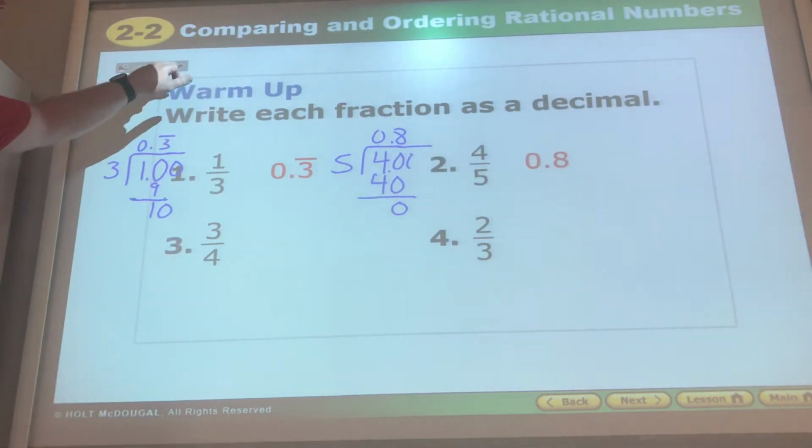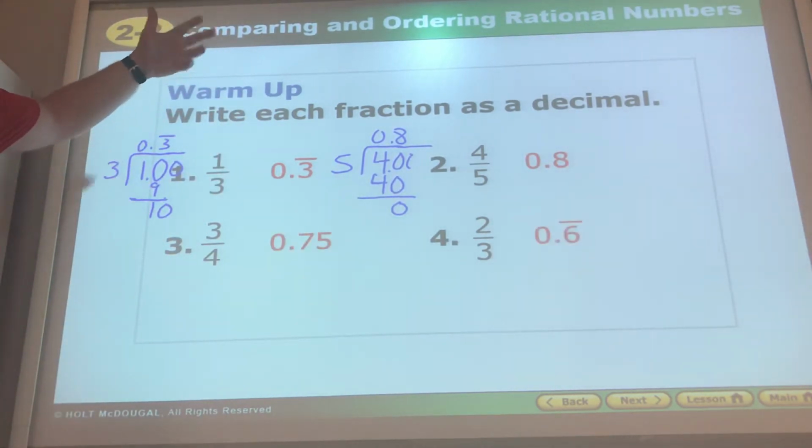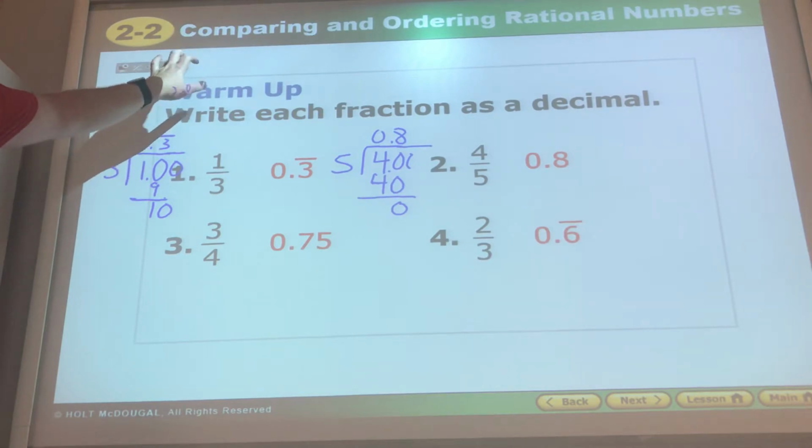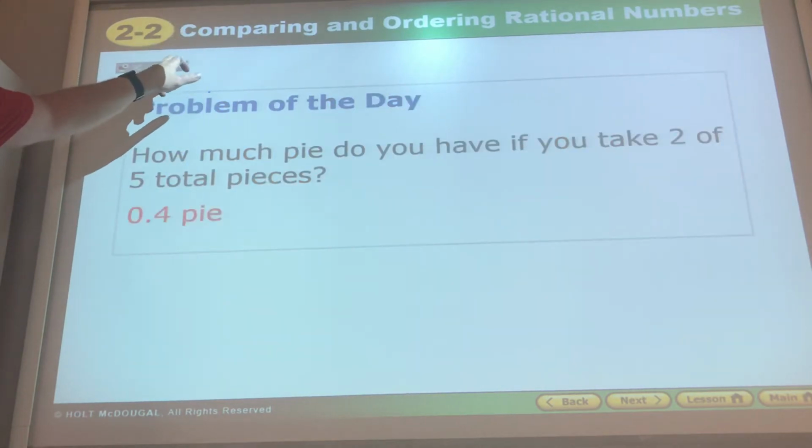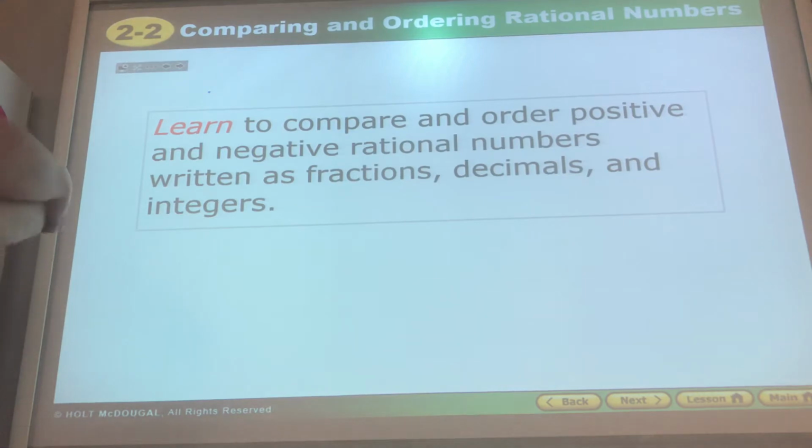Remember, 3/4 is 0.75, 2/3 is 0.6 repeating. That's going to be important for today. All right, we're going to compare and order positive and negative rational numbers. Remember, the smaller a rational number is as an absolute value, the smaller a negative number is as an absolute value, the bigger it actually is.